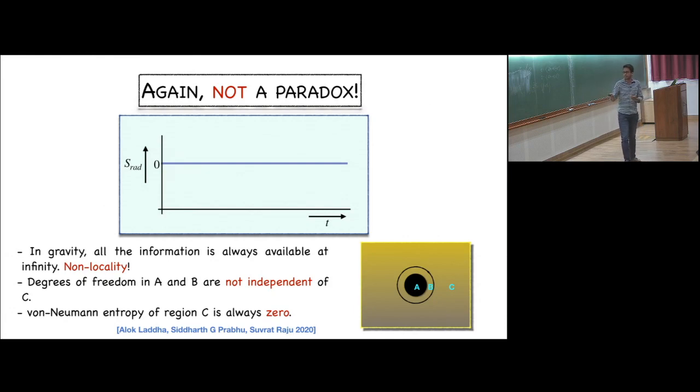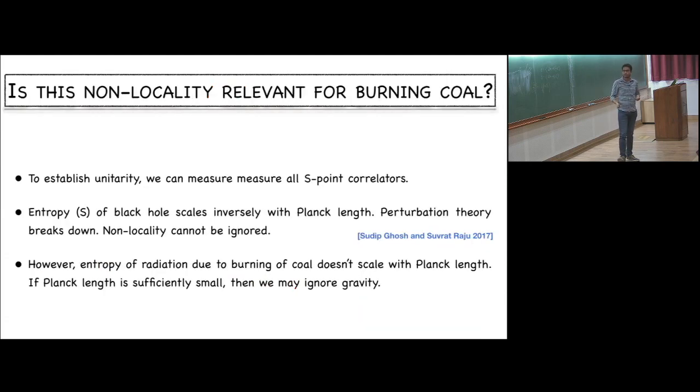So in fact, because C knows about the full state, the von Neumann entropy of C we should expect to be 0 all the time. So we shouldn't expect this S radiation to go up and then come down. It in fact should always be 0. Now you can ask me whether this is important for the burning coal. But before that, let me point out that this is always important for the black hole.